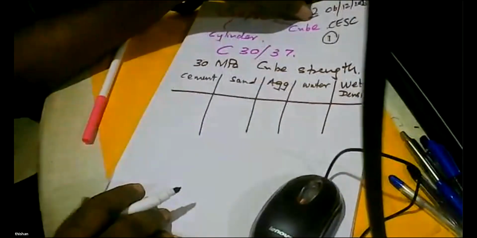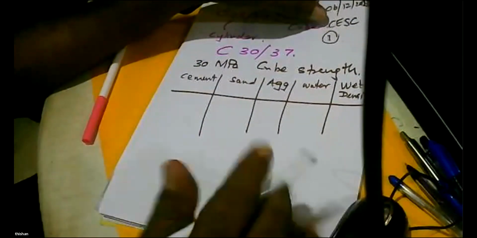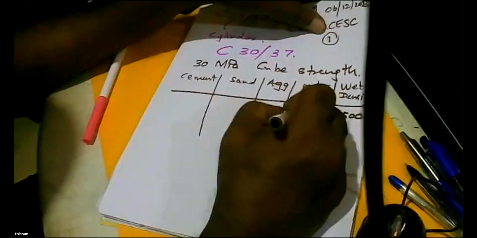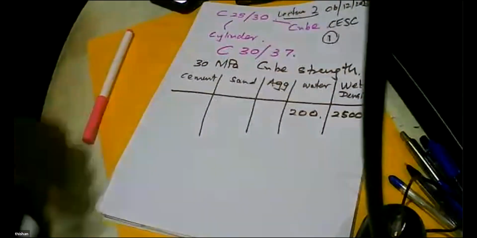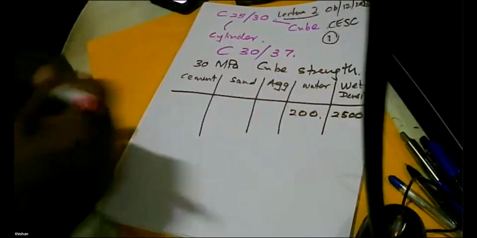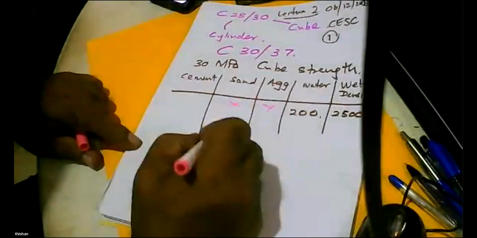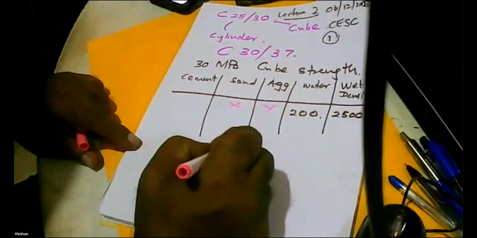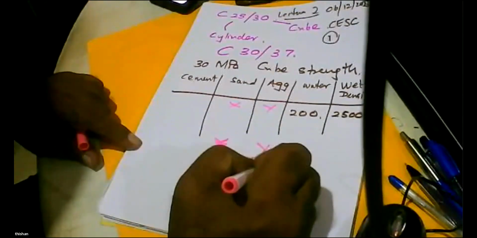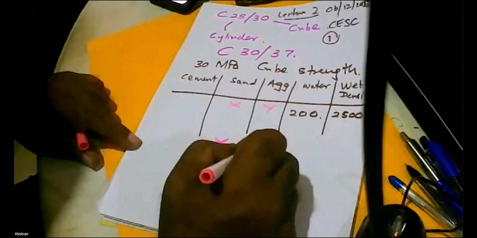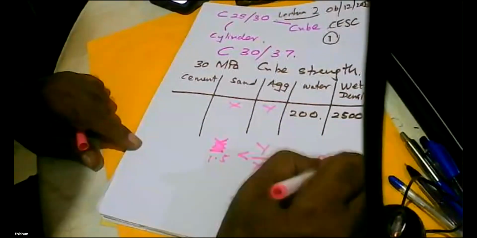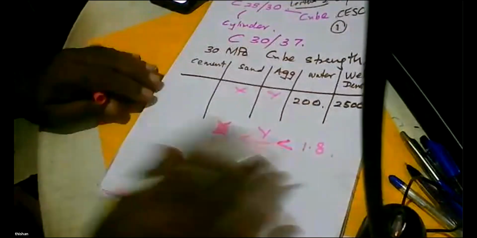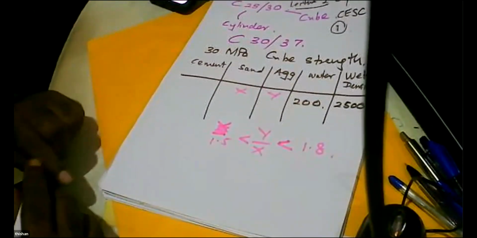Right. So I found some interesting parameters. They are these: 2500. Water requirement is 200. I did not have any other parameter, but I also knew that, if this is x and this is y, y of x should have a minimum value of 1.5 and a maximum value of about 1.8. So I knew about that relationship as well.